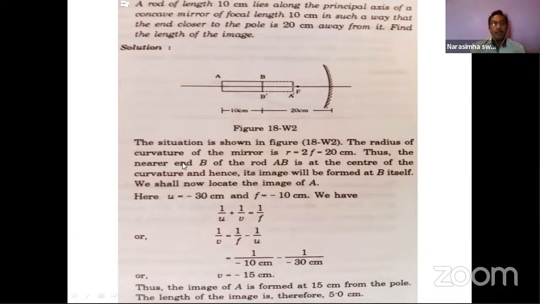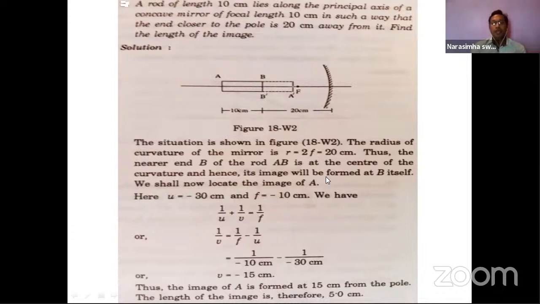So thus the nearer end B of the rod AB is at the center of curvature, and hence its image will be formed at B itself. One more point is, when the object is at the center of curvature, the image also forms at the same point but inverted. You should know this point, because all these ray diagrams of spherical mirrors you learned in 10th standard. So when the object is at the center of curvature, the image will also be formed at the center of curvature in the inverted form.